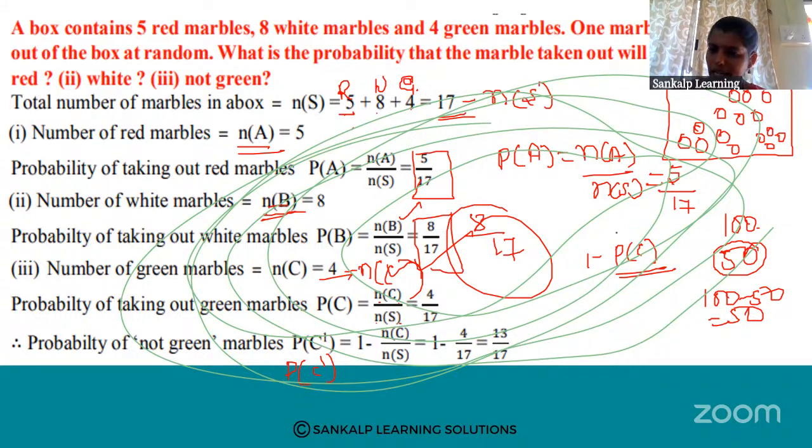So here, 1 minus P(C), where P(C) is 4 divided by 17. Here the LCM is 17, so you need to multiply 1 by 17. So 17 minus 4 divided by 17. 17 minus 4 is 13, so 13 divided by 17 is the probability of getting a not green marble. This is very important: find the green marble probability, and 1 minus green marble probability gives you not green marble, right?